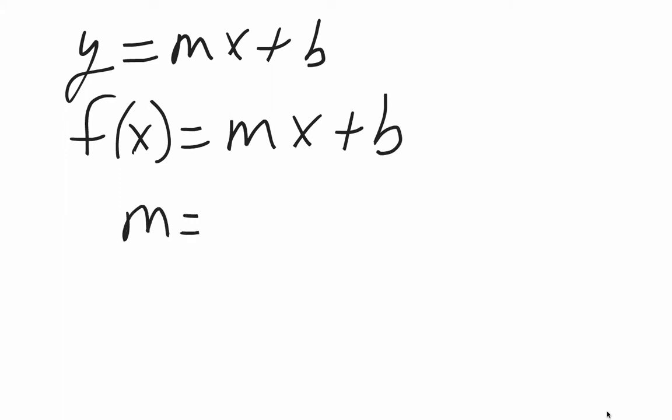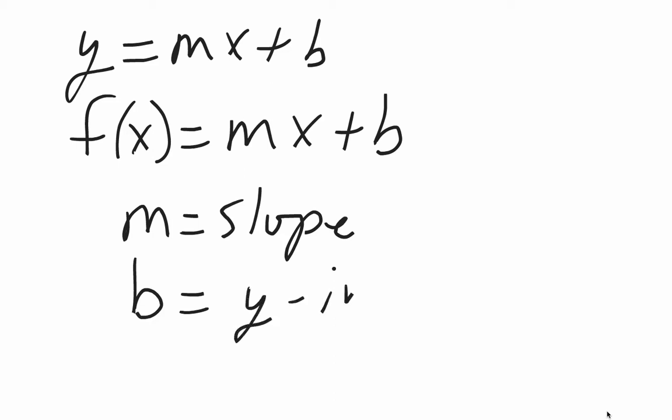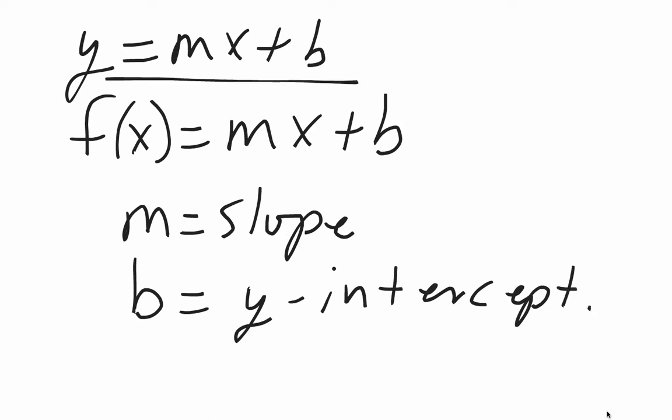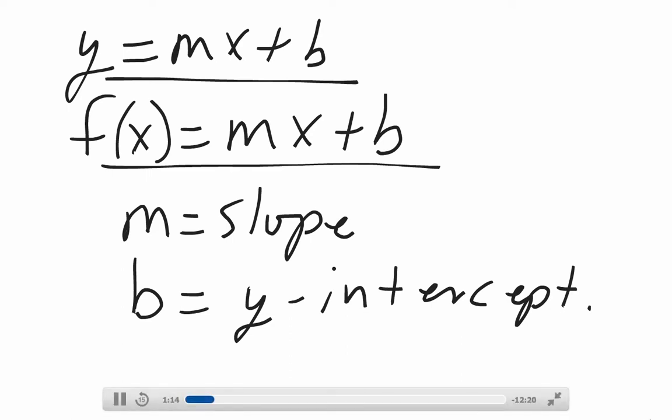M equals the slope, and B equals the y-intercept. So once again, if your equation is not in this form, meaning it's not solved for y, or not in the function notation form, you need to solve for y to put it in slope-intercept form to be able to graph it. It makes it a little bit easier.